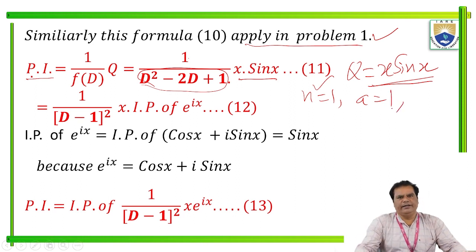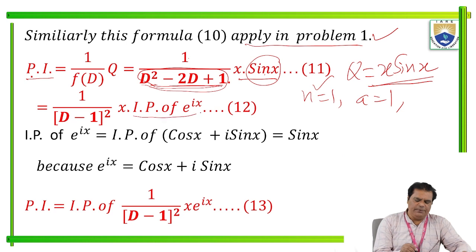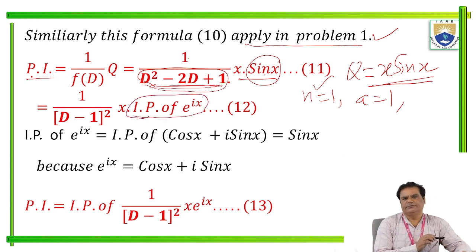A is 1, n is 1. So this question is known as a problem. Now here, this is (D minus 1) whole square. This is a perfect square, so I am writing (D minus 1) whole square into x. And in place of sin x, I am writing the imaginary part of e to the power ix. The imaginary part of e to the power ix is sin x.